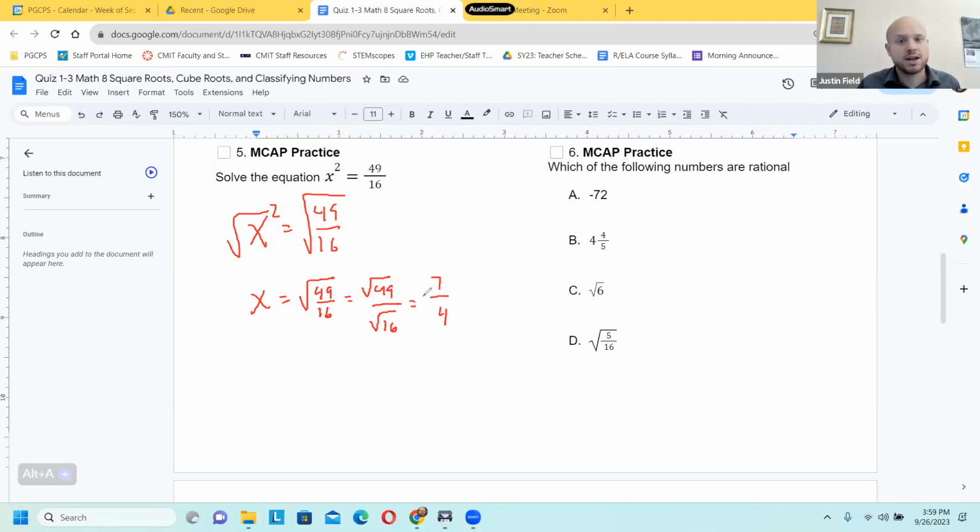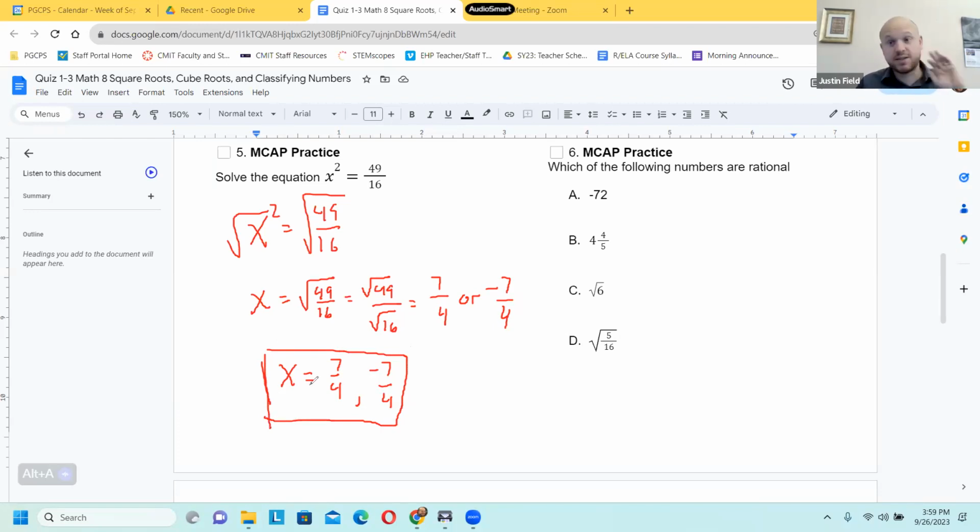But like we talked about in the first question, there's also another answer. Do you know what it is? Negative 7 over 4. So the positive and the negative. So final answer, x equals 7 over 4, comma, negative 7 over 4. Draw a box around it. All right.